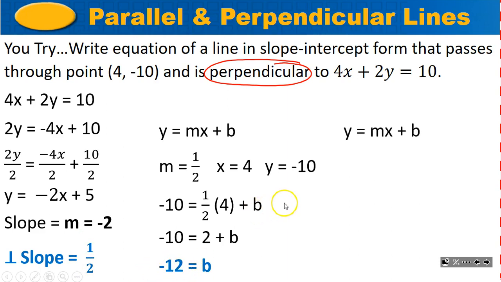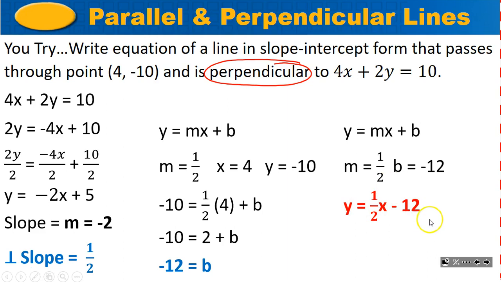We're going to plug those back into that equation. Y is equal to 1/2 x. So y is equal to mx plus b. So now we have, this should be y right here. No, sorry. Y is equal to 1/2 x minus 12.